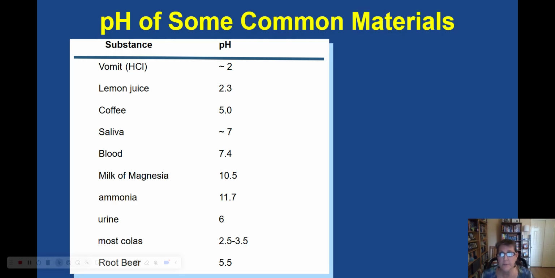Urine is around 6. Most sodas are around 2.5 to 3.5. That's acidic enough to erode the enamel on your teeth. Yeah. Root beers, in a way, it's not a cola. It's around 5.5.